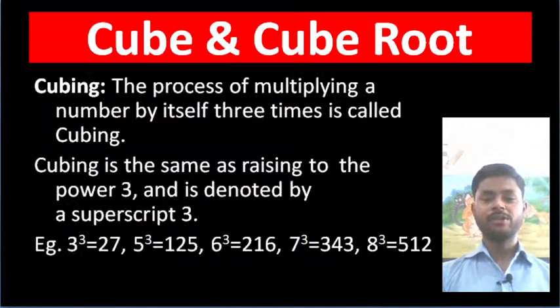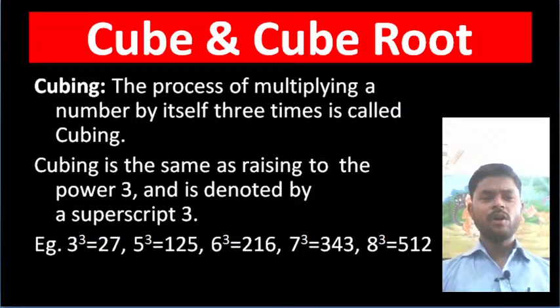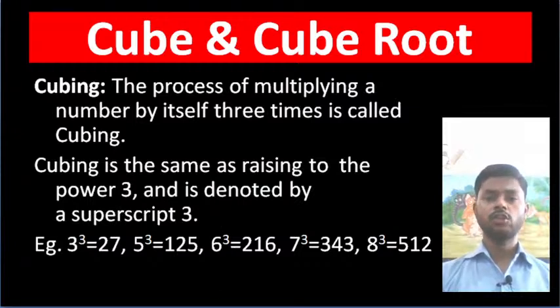Very well. Now we are going to know about cubing. Cubing is a process. What is cubing and what is the meaning of cubing? The process of multiplying a number by itself 3 times is called cubing. It means when you find a cube, you have to multiply a number 3 times. Suppose you have to find the cube of 11, then you need to multiply 11 multiply 11 multiply 11. The process which you do for finding the cube of 11 is known as cubing.